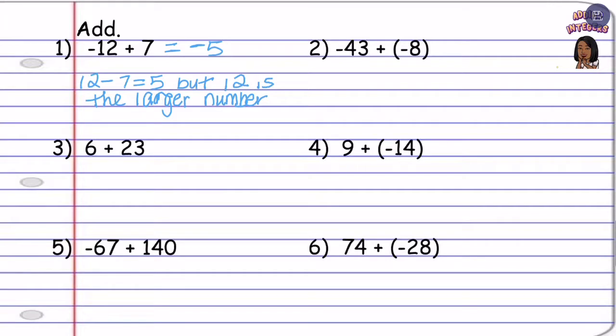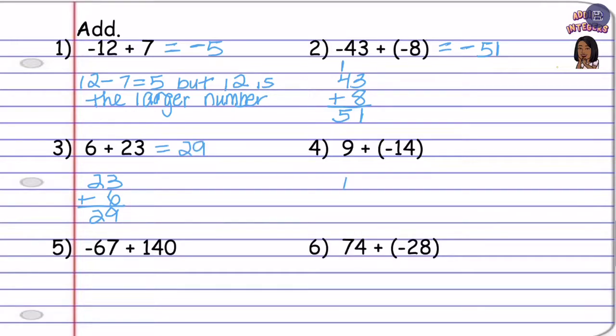Number 2, -43 plus -8. The signs are the same, so we're going to add them together. We get 51, or in this case, we get -51 because the 43 and the 8 are both negative, so our final answer needs to be negative as well. Number 3, 6 plus 23. Both numbers are positive, so we're going to add them together, and so our answer is going to be 29.